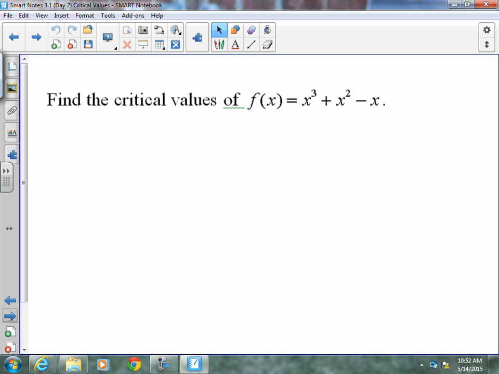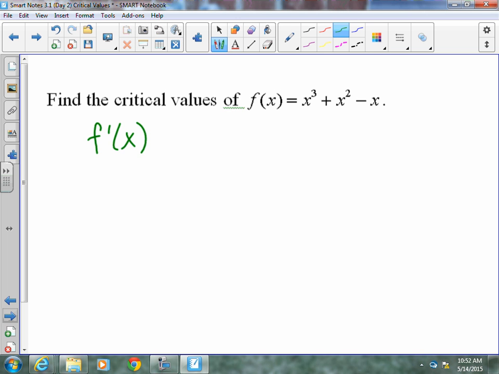First of all, find the critical values of f of x equals x cubed plus x squared minus x. Critical values are where the first derivative equals 0 or where the first derivative is undefined. So clearly we've got to find ourselves the first derivative. Now, it's not undefined anywhere because there is no denominator for it to equal 0 or a radical. We can plug any value in. So we just need to know where this equals 0.